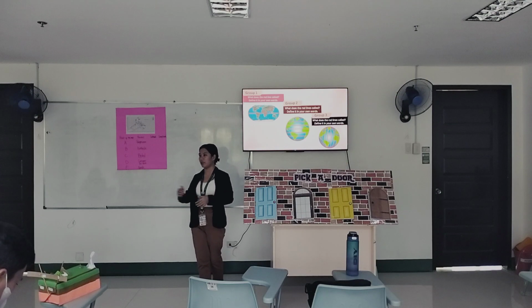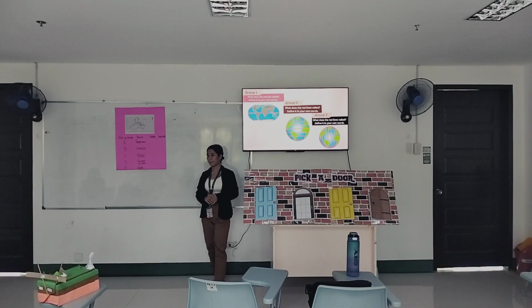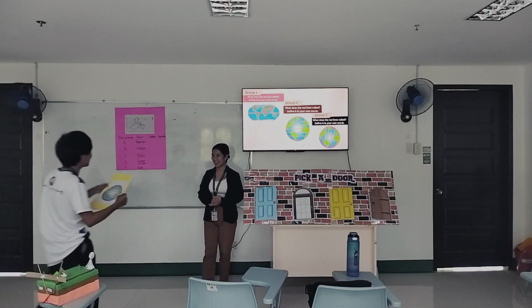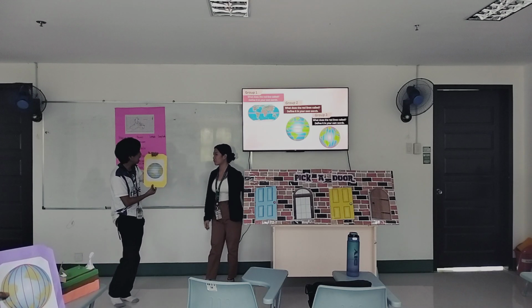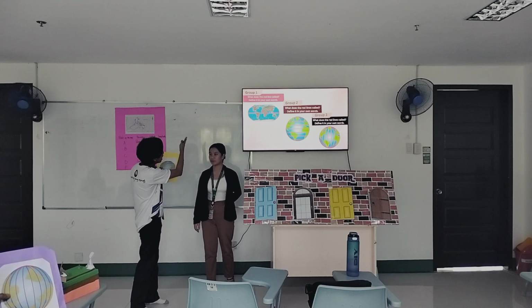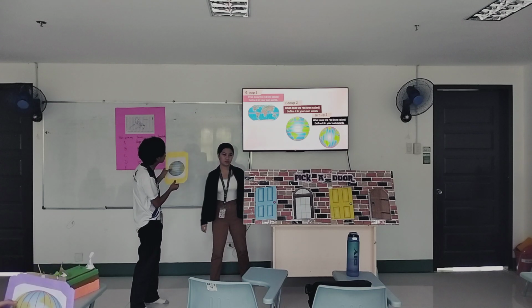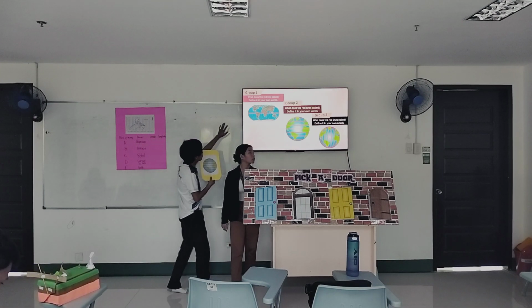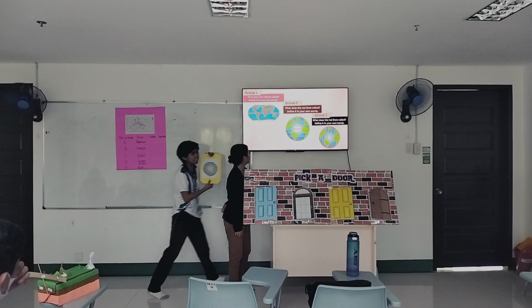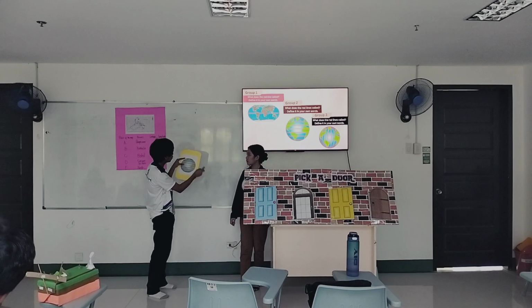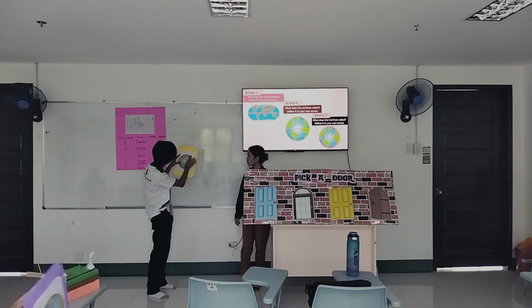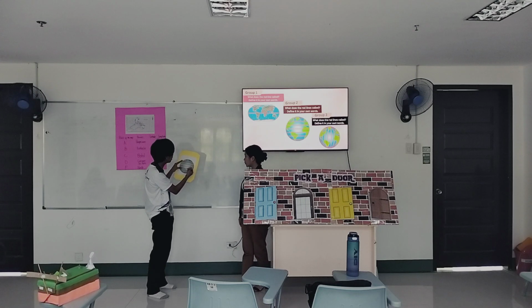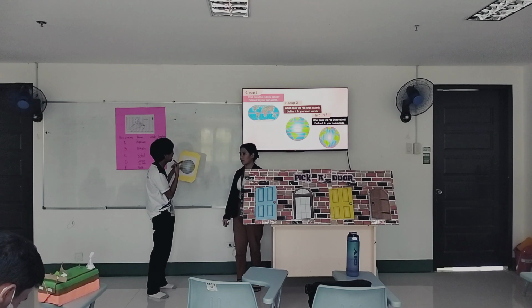How about group 3? Okay, so from this picture we can see that the globe is almost the same as the picture of group number 1, in which the globe is divided into 2, but here the globe is not divided by one line. It is divided into 1, 2, 3, 4, 5, 6, 7 parts, which measures the longitude.